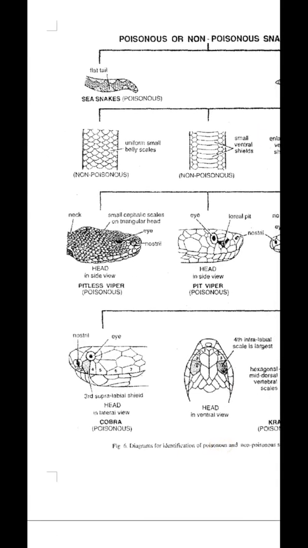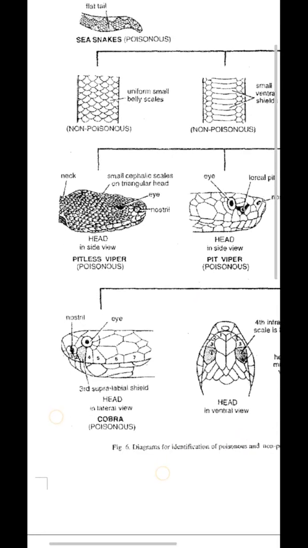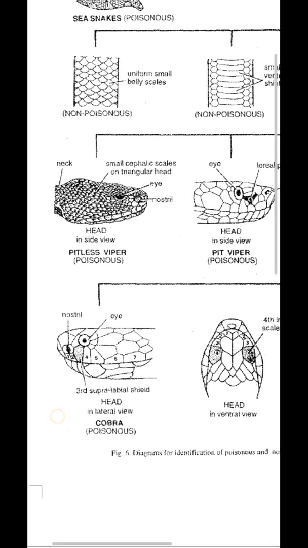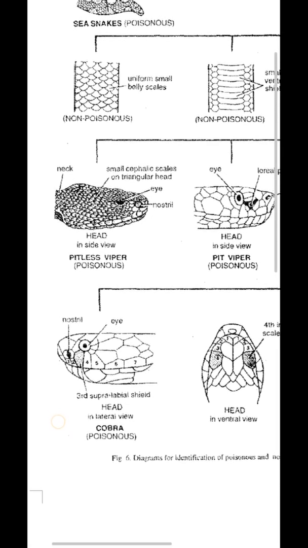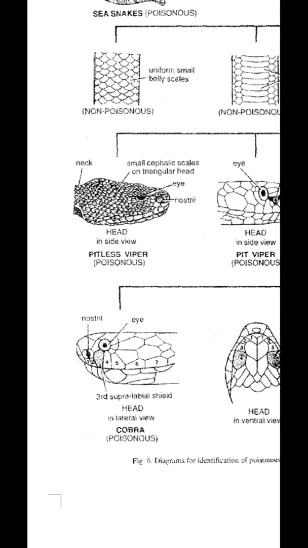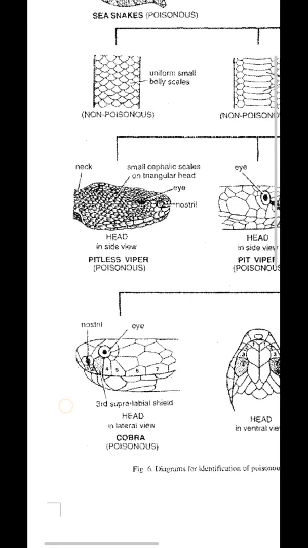So, further examining whether the snake is non-poisonous or poisonous, we'll see some other kinds of physical appearance. For example, the vertebrals, that is the scales present at the back of the snake, or their infralabial and supralabial, that is the scales present in their upper jaw, which are supralabial, and the scales present in their lower jaw, which are infralabial.